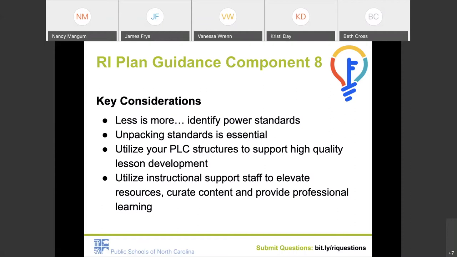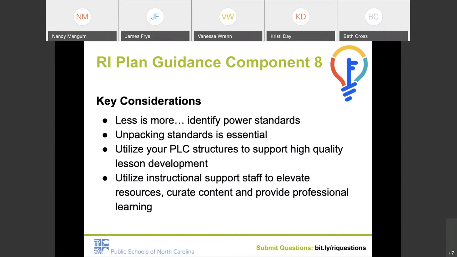Again, utilizing our PLC structures, I can't say that enough. If you haven't established those, I think establishing those and really getting some norms, and giving people the time and the expectation that those PLCs are going to be key. Using those PLCs can help you with high quality lesson development.